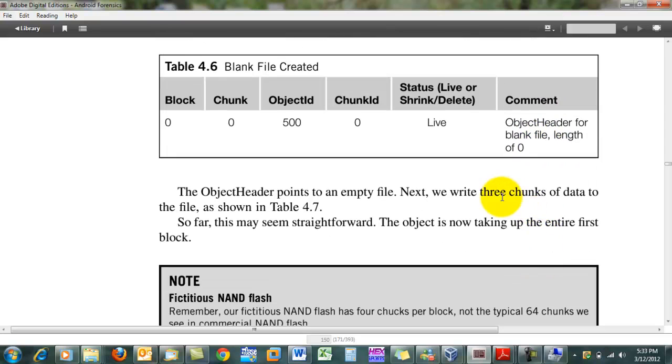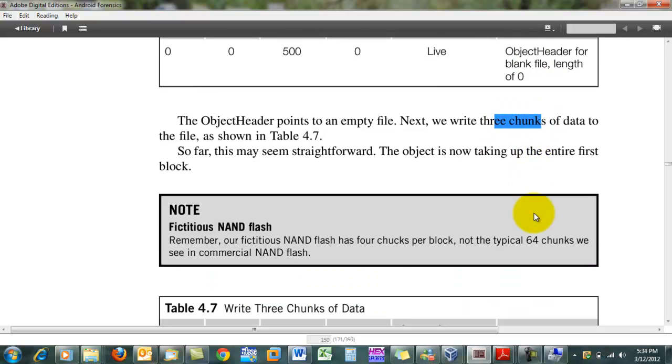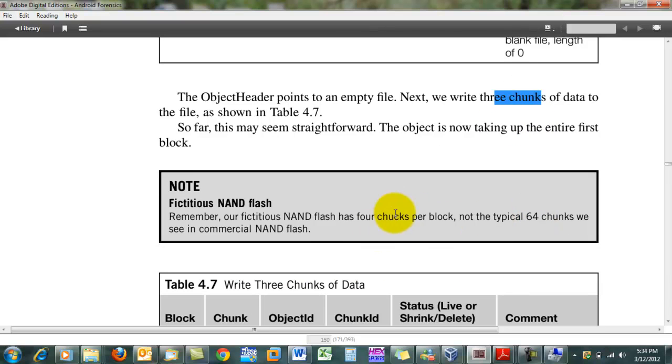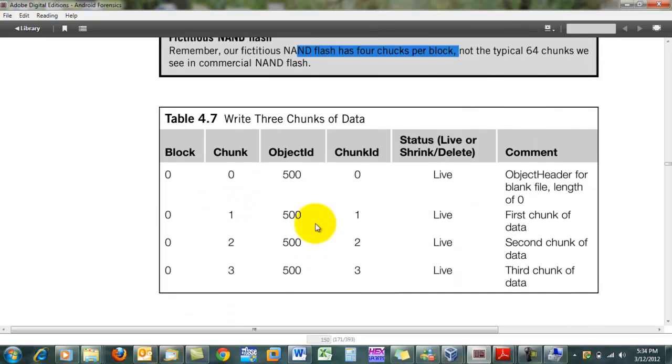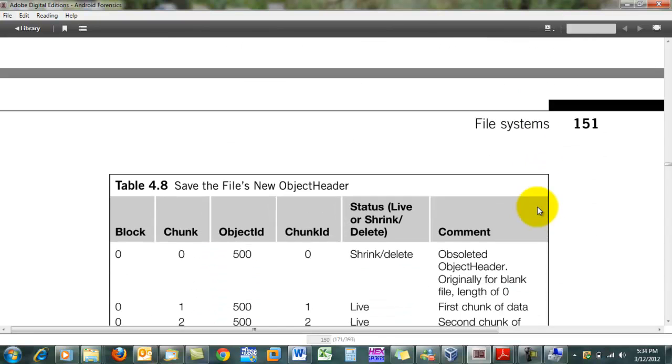Next, you write 3 chunks of data into the file. In this example, as I said, this fictitious NAND flash has only 4 chunks per block, or 4 pages per block. So if you write 3 of them, that means this is still block 0, but right now you write 3 chunks, 1, 2, 3. The object ID is still 500. The chunk numbers are 1, 2, 3. They are all live because this is the first chunk of data, second chunk, third chunk. But if you still remember, you say, oh, Mr. James, how come this length is still 0? You're right, because that's the next part that this file system has to update.